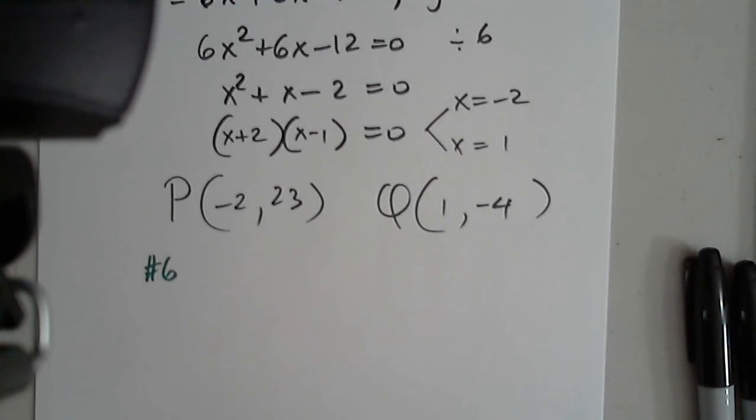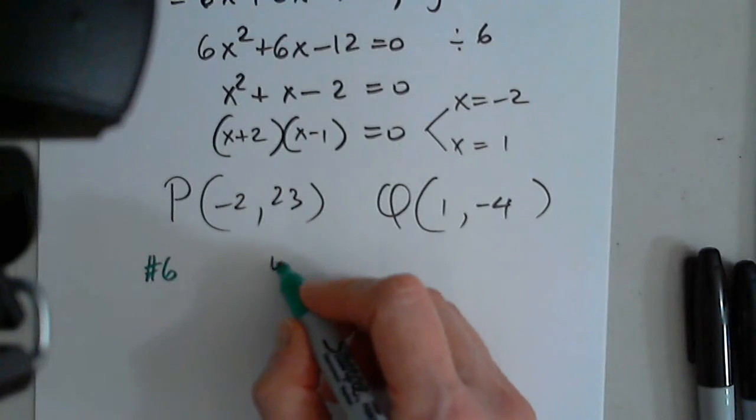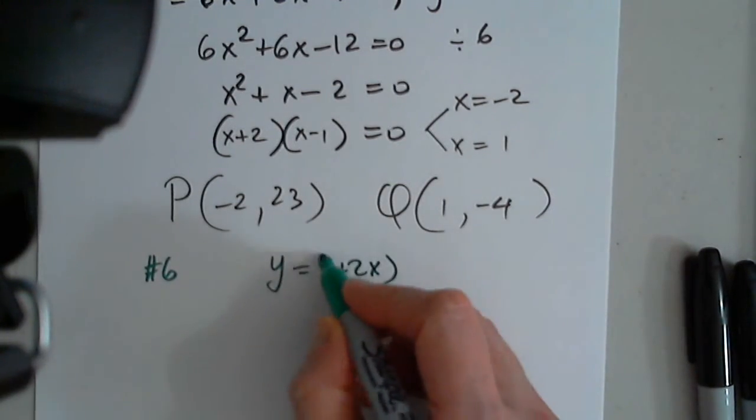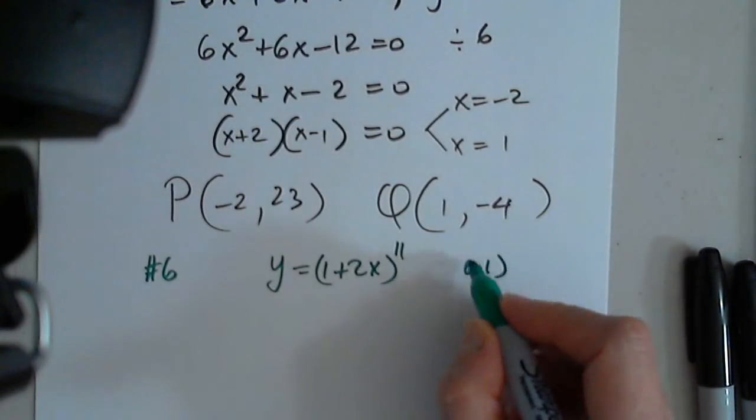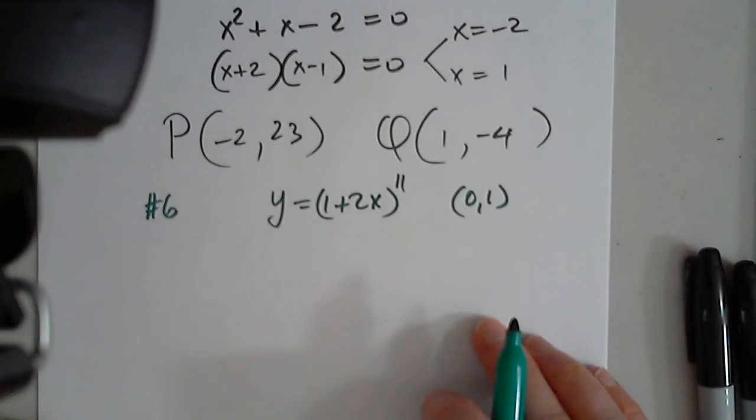Okay, number 6 from the test, right? Yeah, look at that. I can go back on my test. Number 6. Find the equation of the tangent line to the curve. Okay, so we have y equals (1 plus 2x) to the power 11, at the point (0, 1). And we want the equation of the tangent line.